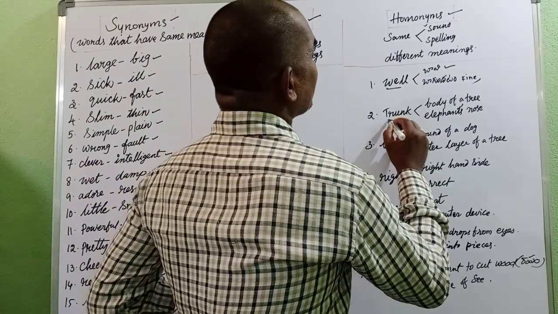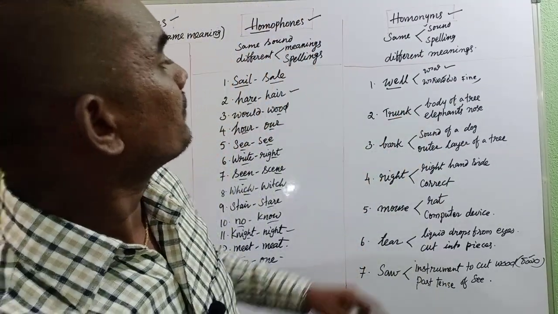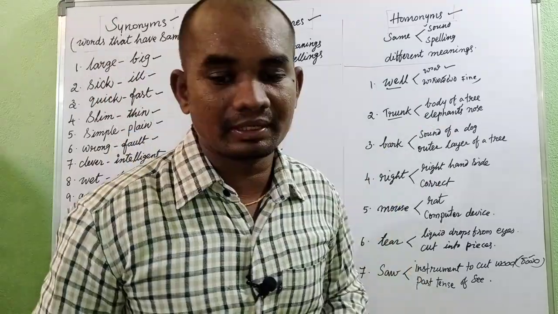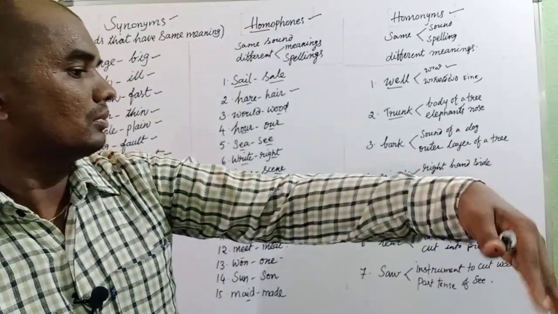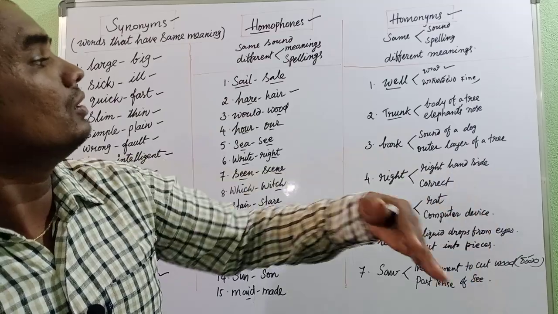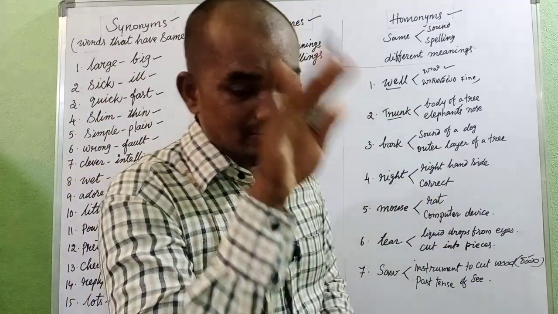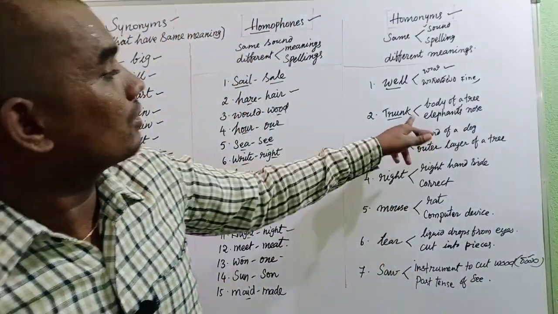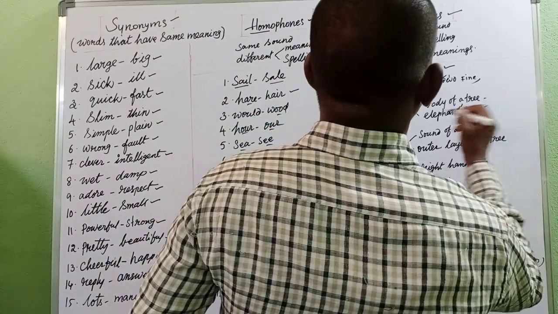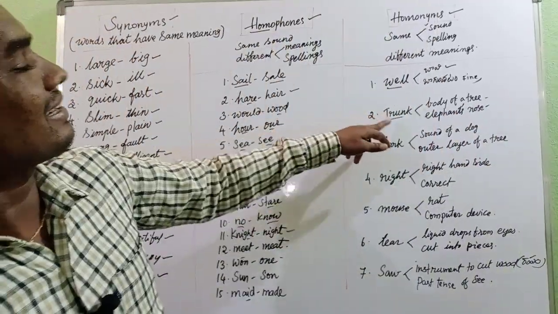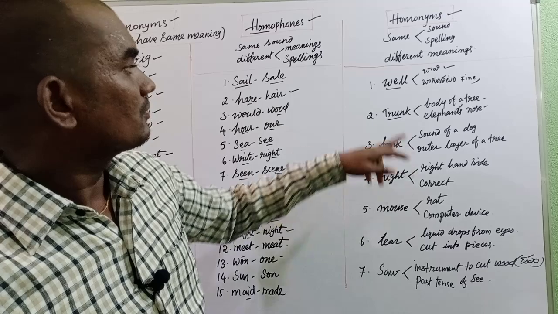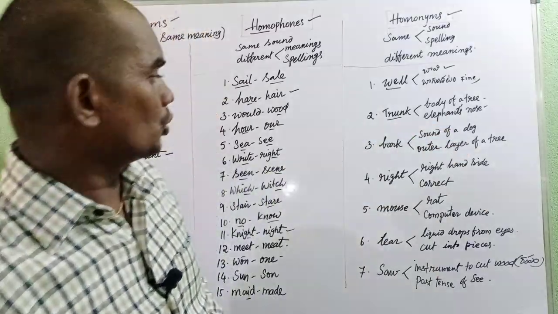Trunk, T-R-U-N-K, trunk. Trunk means the body of a tree, the stem at the base. So that is called trunk. And elephant's trunk also. An elephant has a nose, and we call that a trunk. So both are the same word. A trunk is the body of a tree, and another trunk is the elephant's nose.